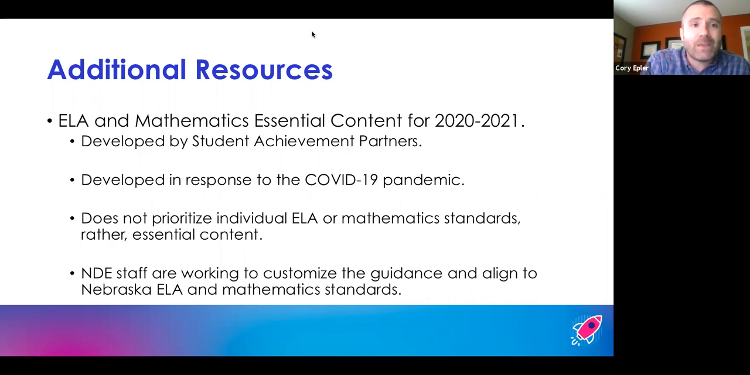Now, one of the caveats I might mention is that this resource is designed around the Common Core state standards. So what that means is that over the next few weeks, NDE staff is working to customize the guidance and make sure there's alignment to Nebraska ELA and mathematics standards. I offer this at this point because I wanted to get it in the hands of curriculum folks as soon as possible, even though it's currently aligned to the Common Core. I think what it will help districts and ESU staff do is to begin to think about the instructional implications for those particular grade levels.